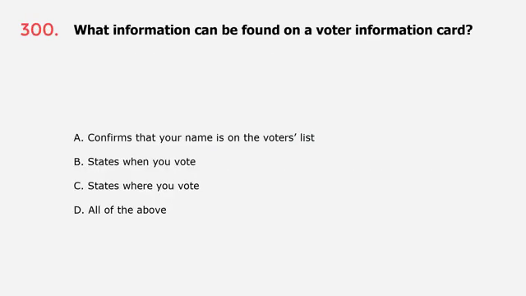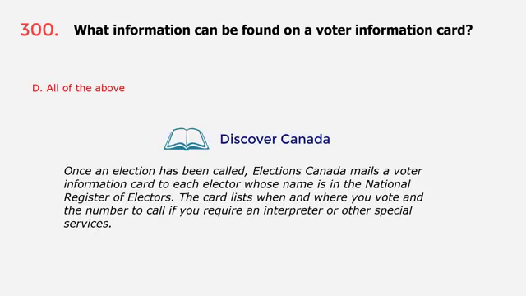Question 300. What information can be found on a voter information card? A. Confirms that your name is on the voters list. B. States when you vote. C. States where you vote. D. All of the above. The answer is D. All of the above.